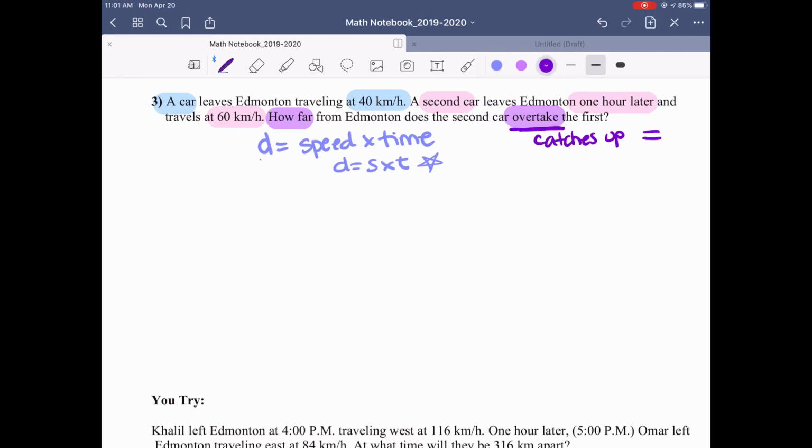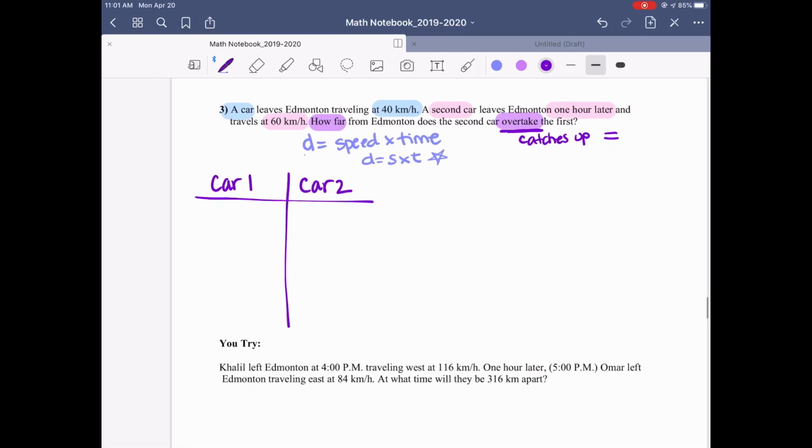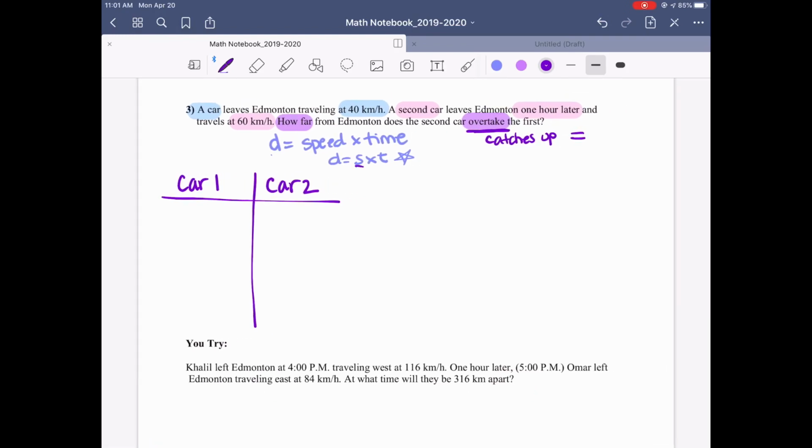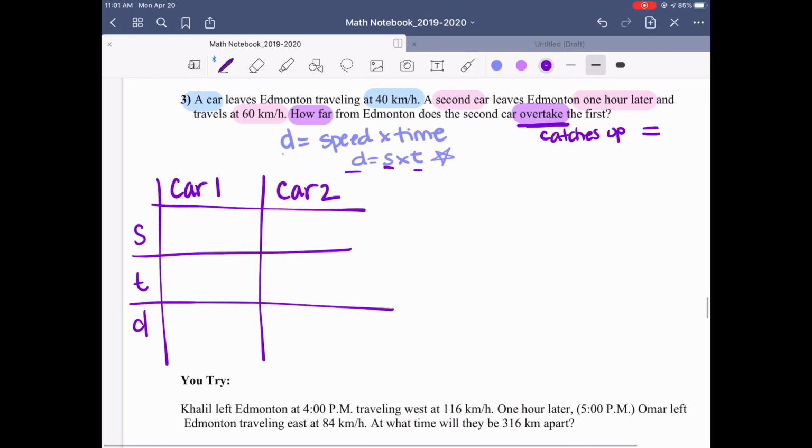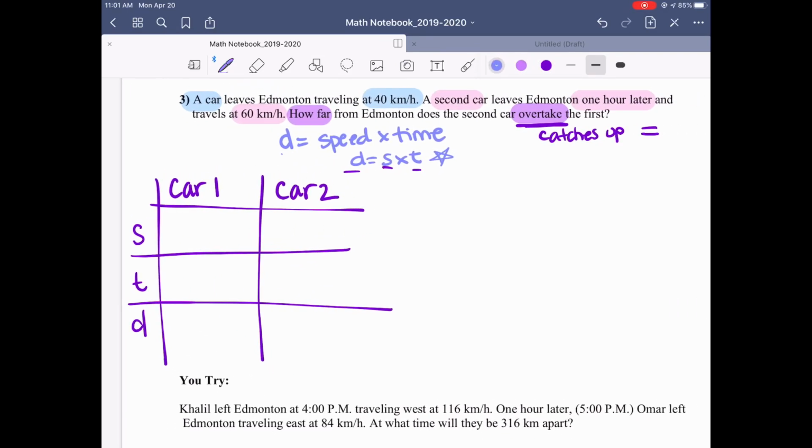So again, we're going to start by setting up our information. So we have car 1 and we have car 2. And what I'm going to do is I'm going to put these variables here on the side because that's what we're dealing with. So speed, time, distance. Okay? So car 1 is traveling at 40 kilometers an hour. Car 2 is at 60. So that's the speed of those cars.